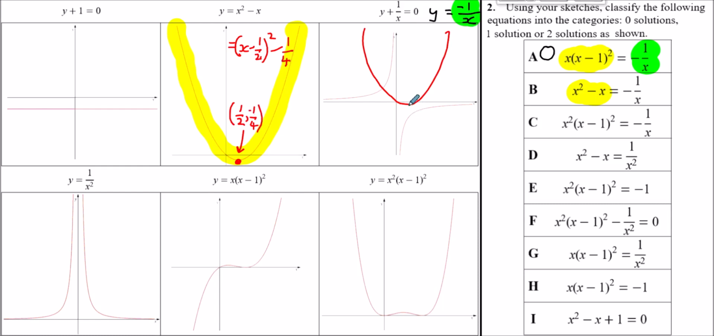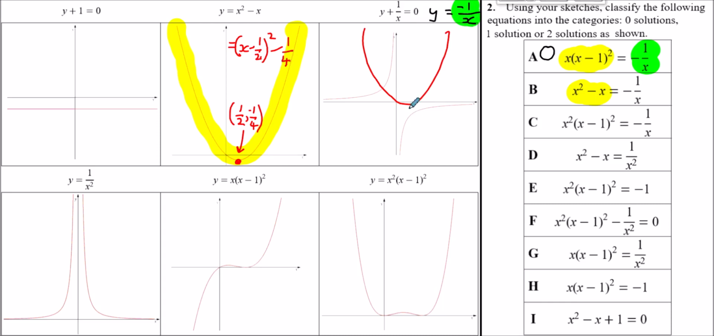So when x is a half, that's the lowest it goes. The lowest it goes is at minus a quarter for y. But when x is a half here, we're going to have y for this function, which is the reciprocal, y is going to be minus 1 divided by a half. That's going to be minus 2.